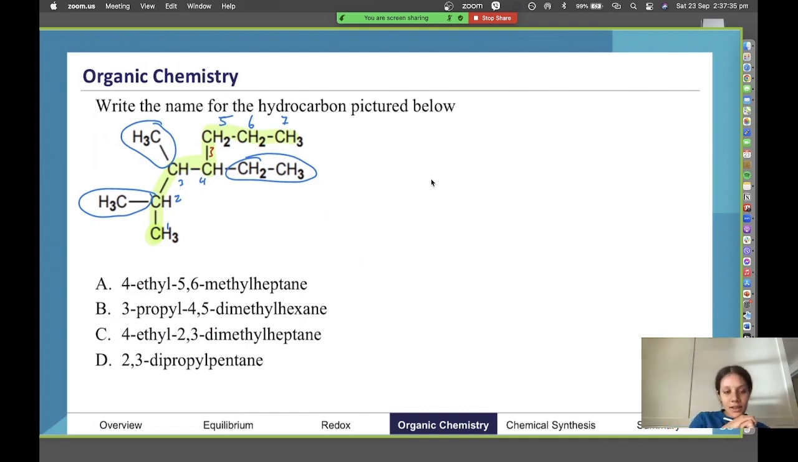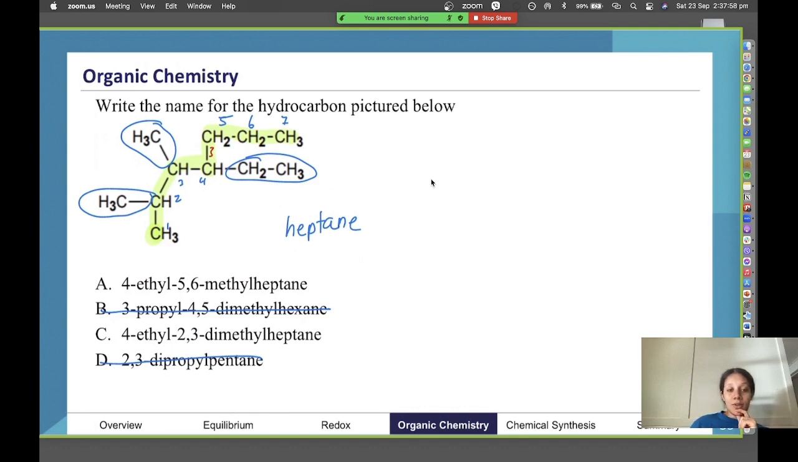So now that we've done that, let's start with actually just naming our parent chain. So we had 7 carbons, so that's going to be heptane. And that means we can then rule out B because we don't have hexane and we don't have pentane, so we can rule out D as well.